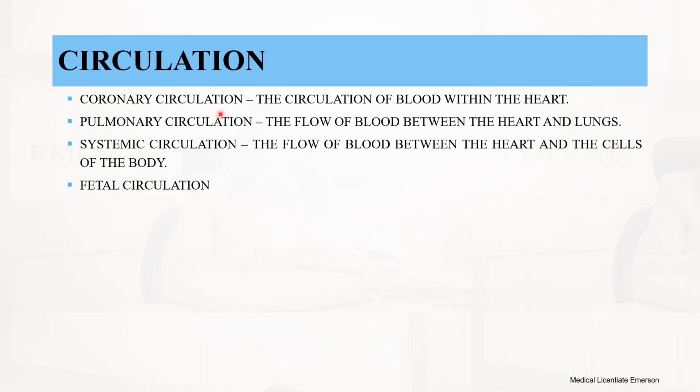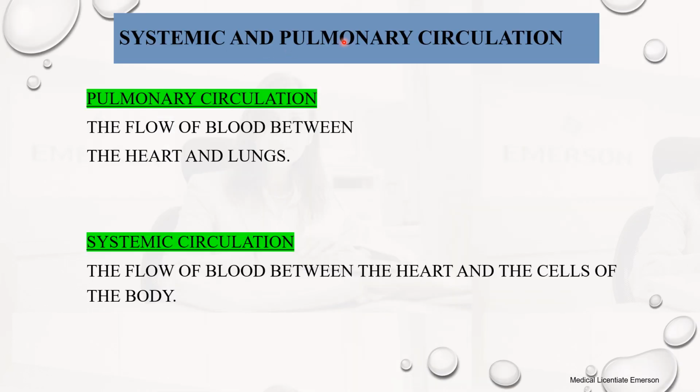So coronary circulation is the circulation of blood within the heart, that's what we term as the coronary circulation. Then pulmonary circulation is the flow of blood between the heart and the lungs. Then you have systemic circulation, which is the flow of blood between the heart and the cells of the body. Then you have fetal circulation, which is the flow of blood to and from the fetus.